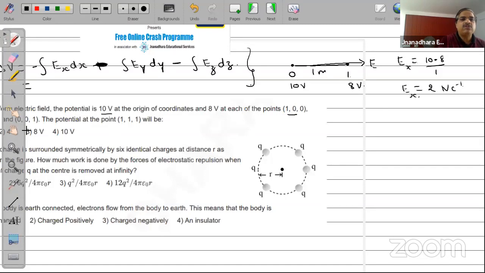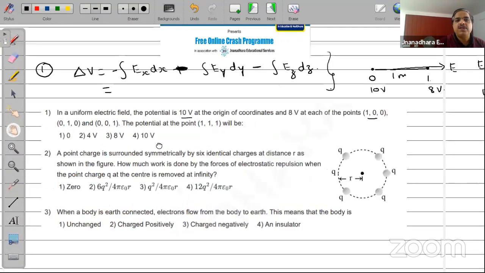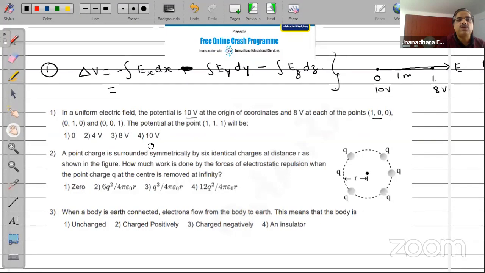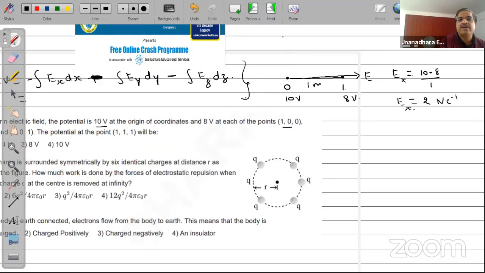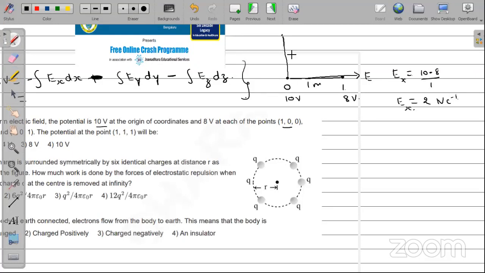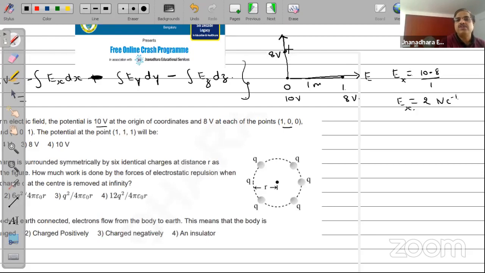Similarly, if you look at another point, the potential is 8 volts at (0,1,0). Now, where is (0,1,0)? It's on the y-axis. Am I right? It's on the y-axis. Here also it is 8 volts. So there must be an electric field along y direction as well. That will be equal to 10 minus 8 divided by 1, also equal to 2 Newton per coulomb. In what direction is it? It should always be from the higher potential to the lower potential. So electric field is along the y direction.